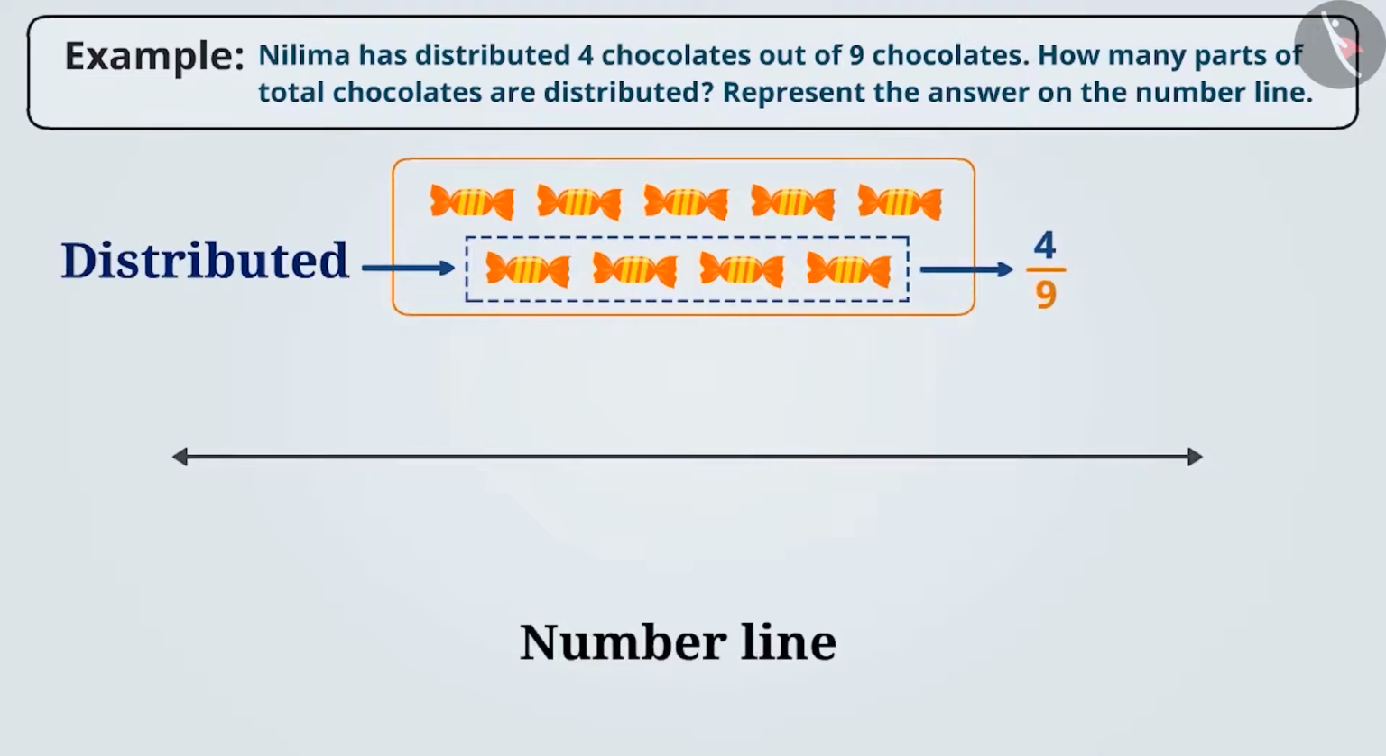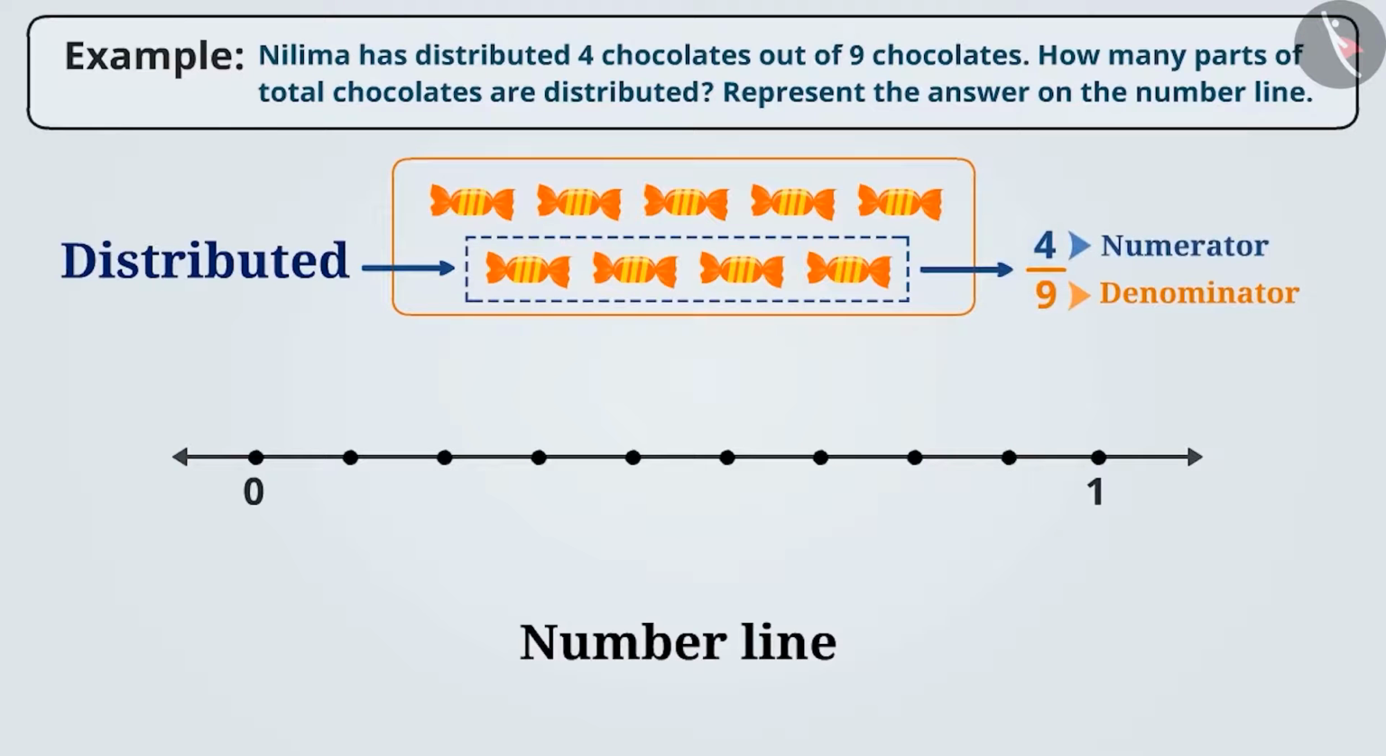To represent this on the number line, first we will check the denominator of the fraction. Here, the denominator is 9, which tells us that the unit distance should be divided into 9 equal parts. Similarly, 4 is the numerator of this fraction.